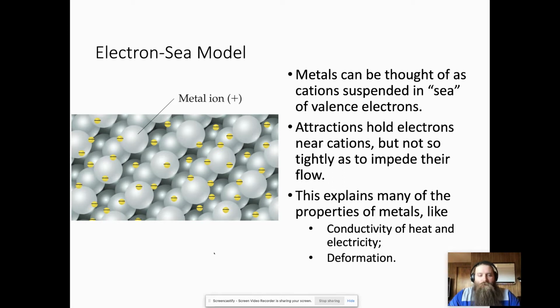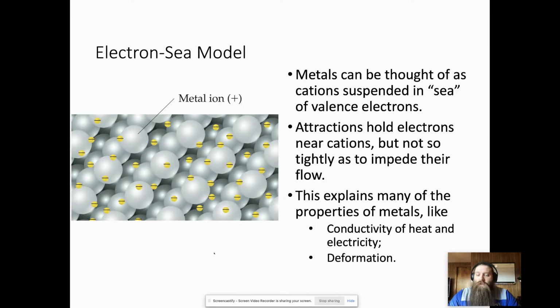Now, because the metals are packed close together and bonded to the cations around them, you can deform the metal just by pressing the cations into a different arrangement. Now, that does involve some movement of electrons as well, but that's not really a huge concern.